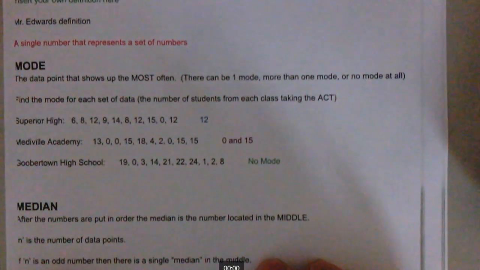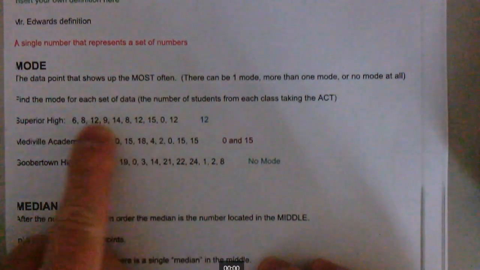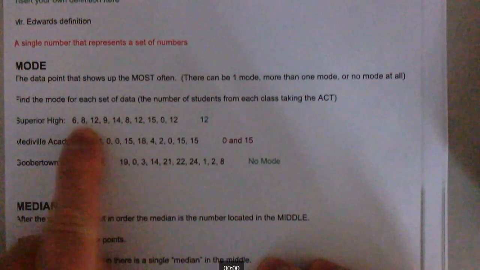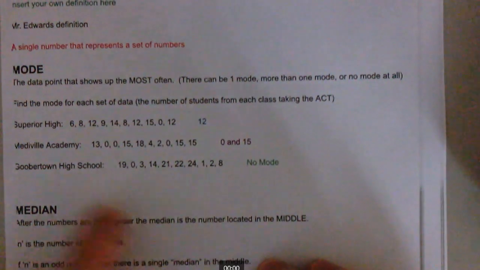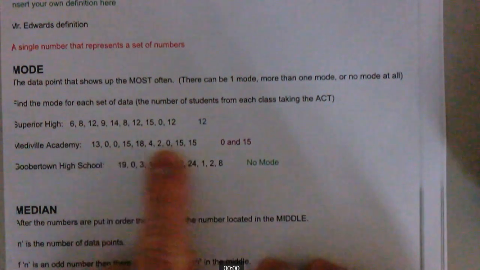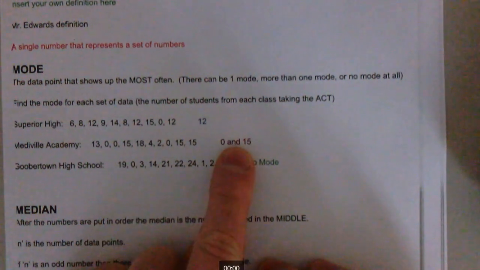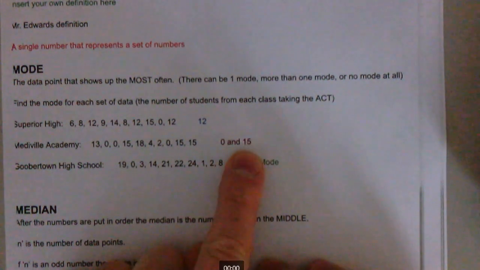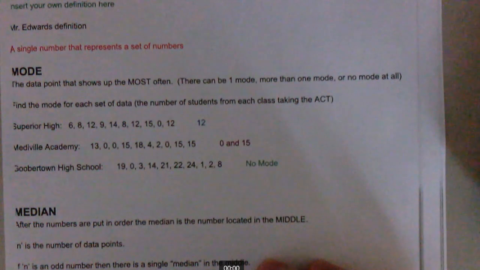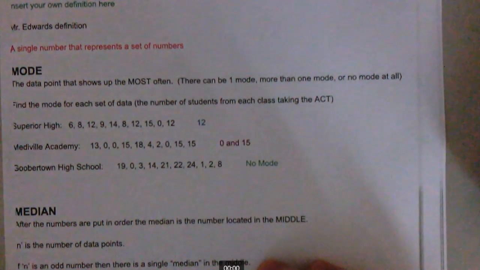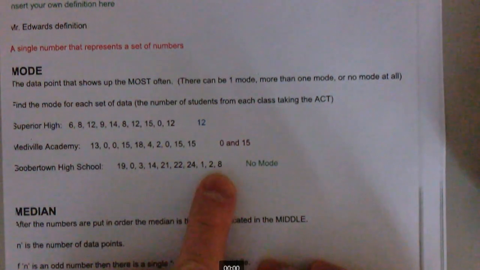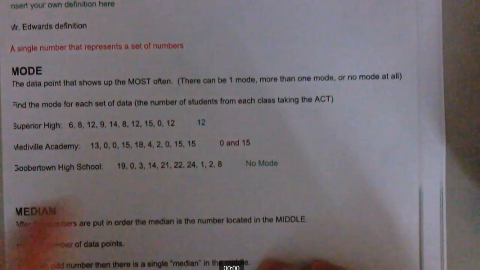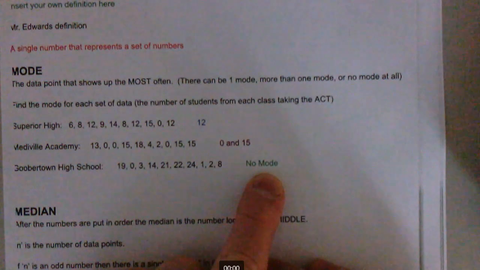The mode is the one that shows up the most. Looking at these numbers, we could count how many. 12 shows up the most. That's the mode. 0 and 15 both show up three times, so those would both be considered the modes on this one. We would call that bimodal, bi meaning two, modal meaning mode. And on this last one, all these numbers only show up a single time, so we would say there is no mode. Easy, mode.